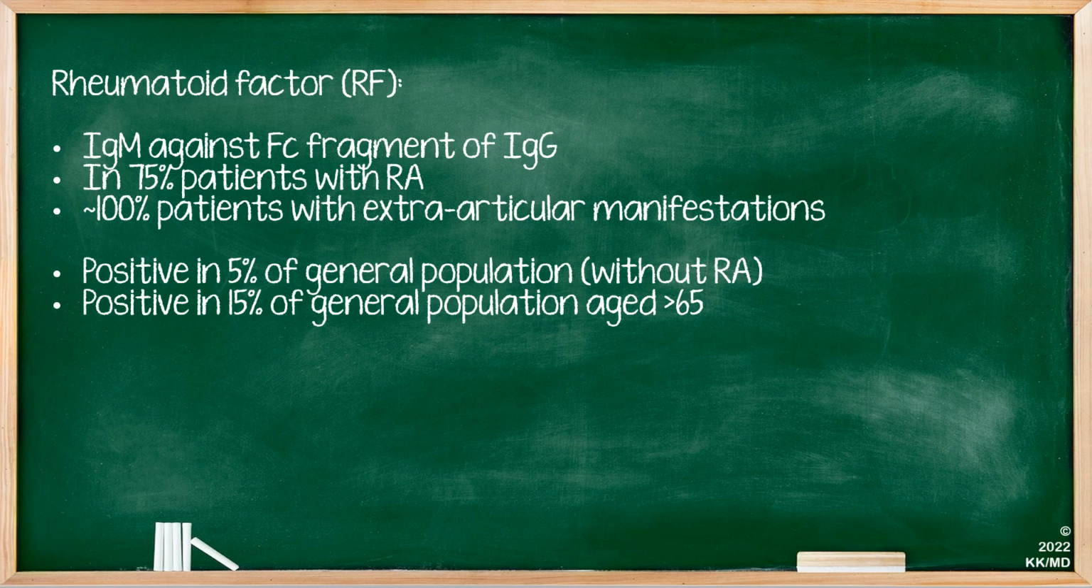So coming to rheumatoid factor, which we mentioned previously, this is an IgM against the Fc fragment of IgG and is present in approximately 75% of patients with rheumatoid arthritis. In approximately all patients with extra-articular manifestations, which we'll come to later, rheumatoid factor does tend to be present. It is worth noting that it's positive in about 5% of the general population without RA and 15% of the general population aged over 65 years of age. So as you can see, it's not a specific test for rheumatoid arthritis at all.